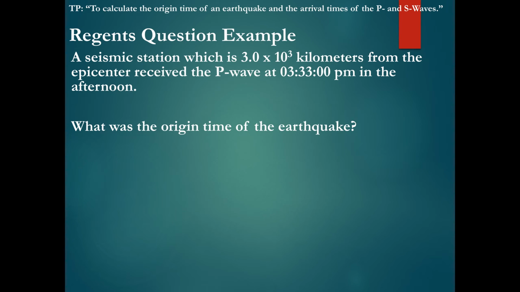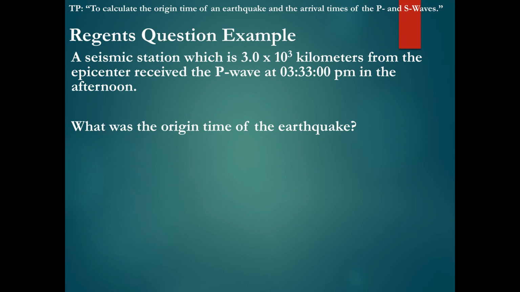Alright, so let's do a question together. A seismic station which is 3.0 times 10 to the third kilometers from the epicenter received the P wave at 3:33 and 0 seconds p.m. in the afternoon. Remember, that's 3 hours, 33 minutes, 0 seconds. What was the origin time of this earthquake?